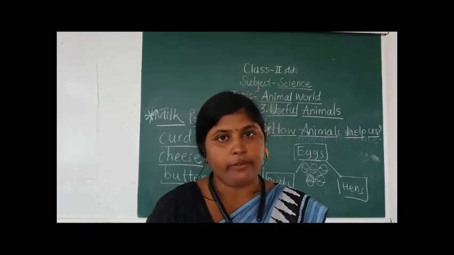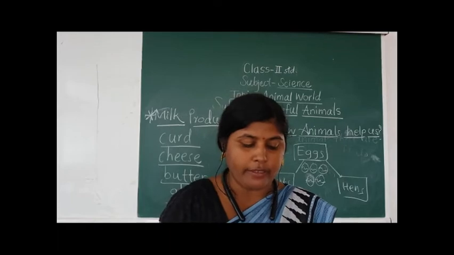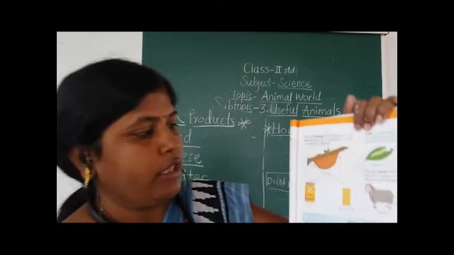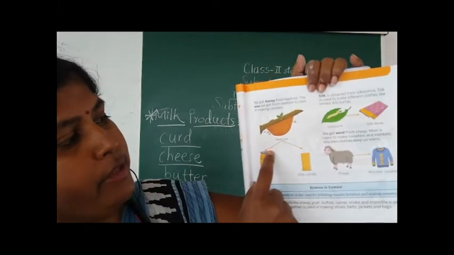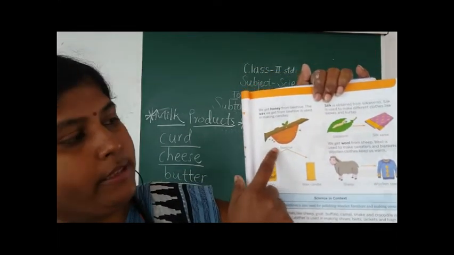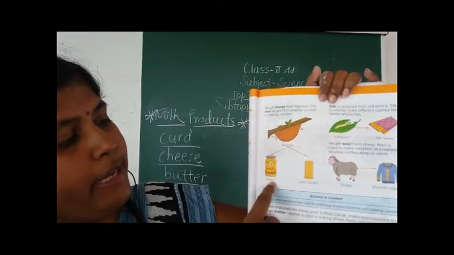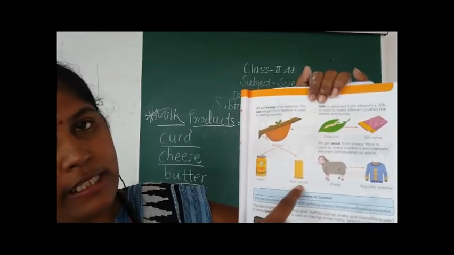We get honey from beehive, okay, and the wax we get from beehive is used in making candles. So see the picture. So see, it is a beehive, okay. So it is the home of the bee. It is called a beehive, and from this we get honey and we can also make wax candles using this.